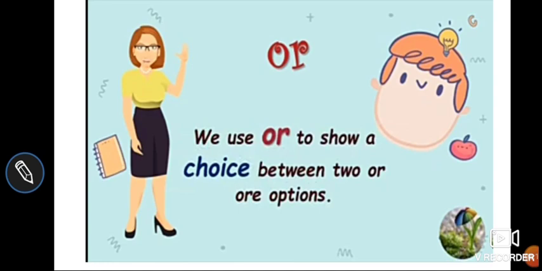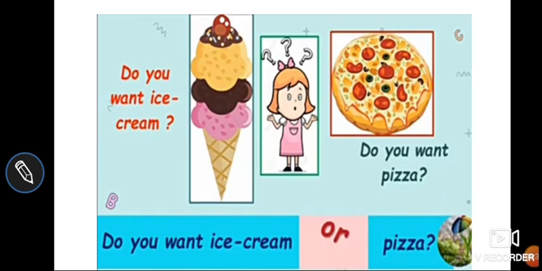Next, how do you use or as a conjunction? We use or to show a choice between two or more options. So when you want to show some choices between two or more things, we can use or. For example, do you want ice cream? Do you want pizza? Now these two sentences are asking about an option or a choice.